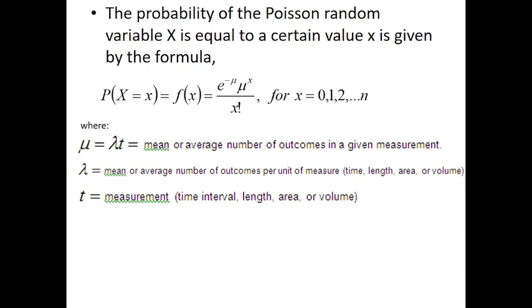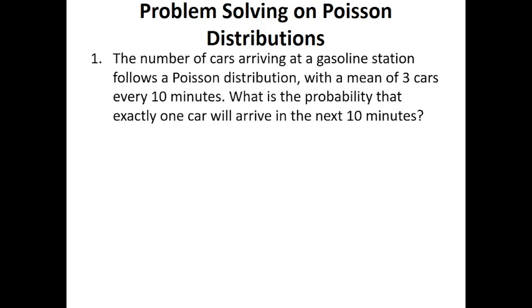And so here's a problem on Poisson distributions. To better understand my discussion previously, let's answer a problem. The number of cars arriving at the gasoline station follows a Poisson distribution with a mean of 3 cars for every 10 minutes. What is the probability that exactly one car will arrive in the next 10 minutes?